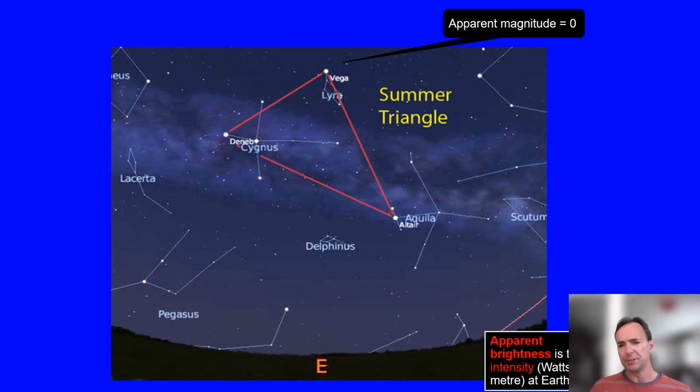And just to put this into context, if it's the summer now, like it is with me, it's June, go out, look up, and you'll see something called the summer triangle, which is a triangle of stars.